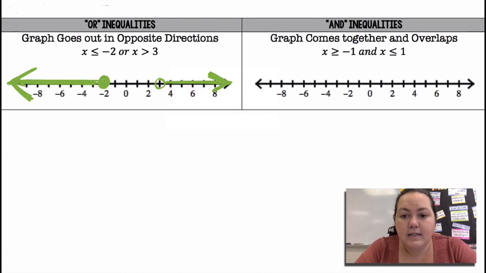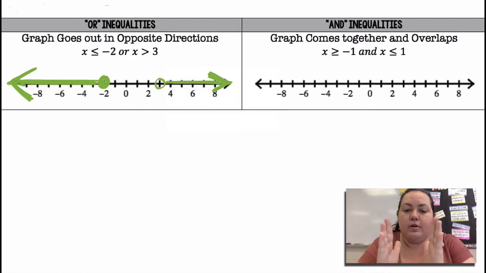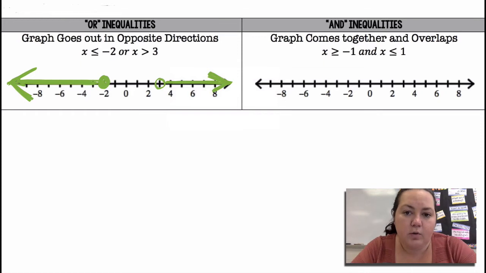If it's an and separating the two, or it might just be together, like your x term might just be in the middle, and then you have two different sides, so two different inequality signs. That's also an and. But for the and, they're going to overlap. Okay, so if x is greater than or equal to -1, I would go to -1 and shade to the right. And x is also less than or equal to 1. So I'd go to 1, fill in the circle, and shade to the left. So it's overlapping between those numbers.